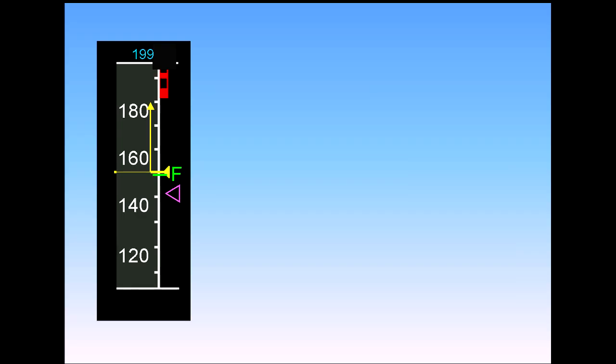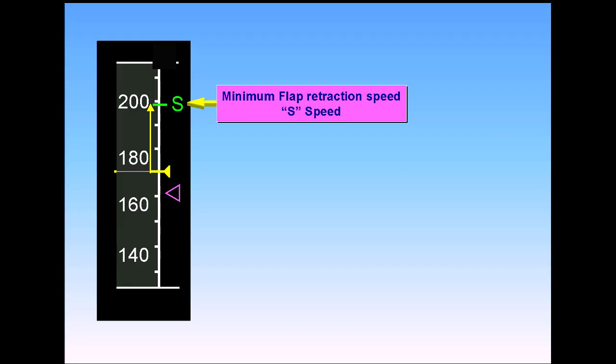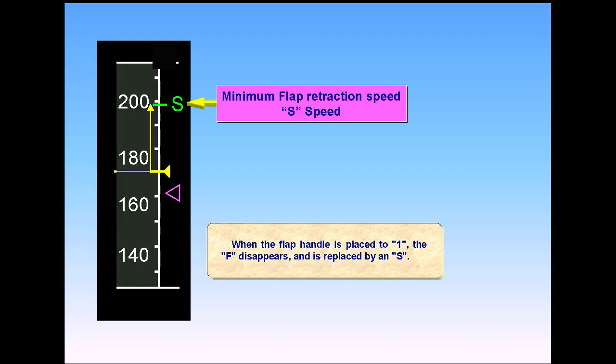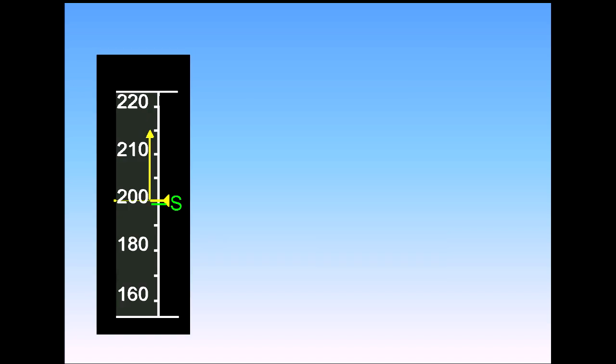When the flap handle is placed to 1, the F disappears and is replaced by an S. At S speed, the flaps are retracted to 0. The S disappears, and now the green dot symbol appears. Green dot is defined as the best lift-over drag speed.